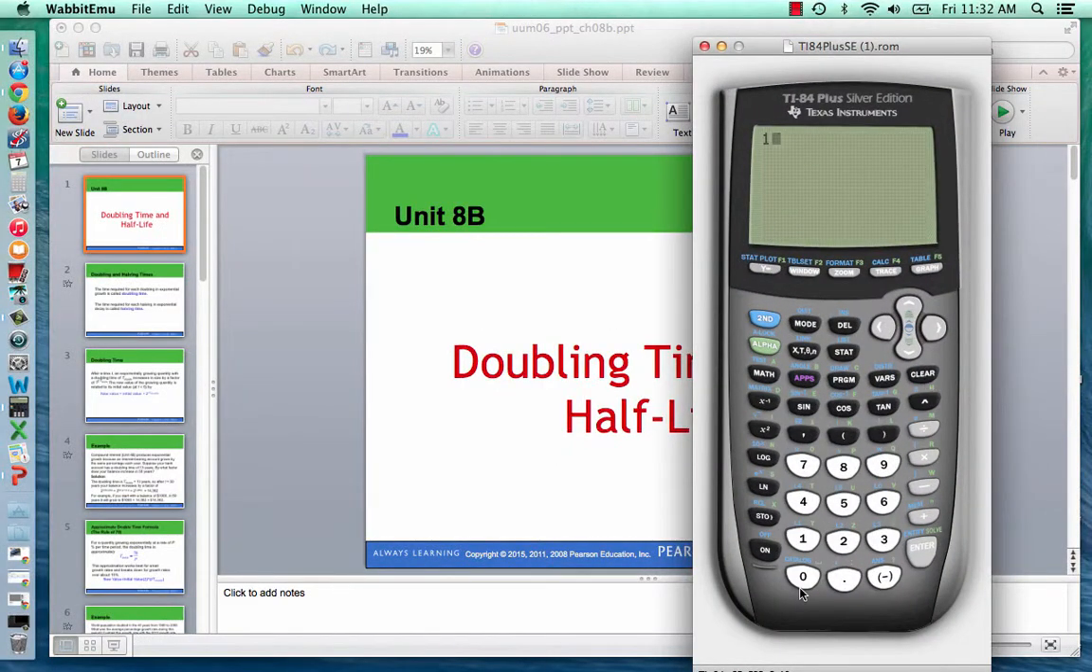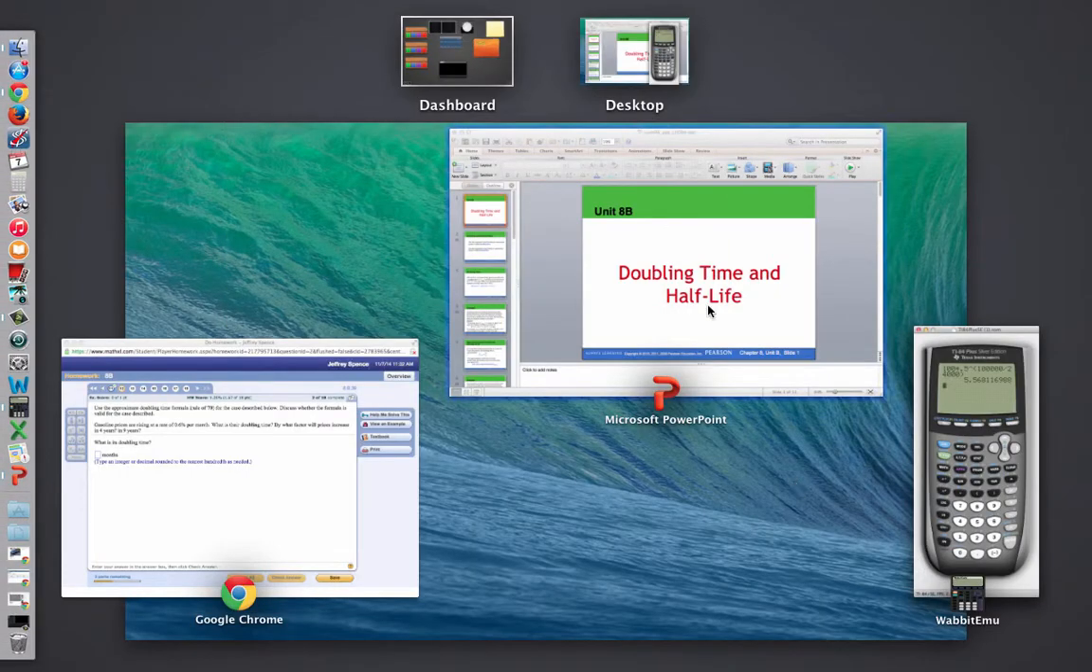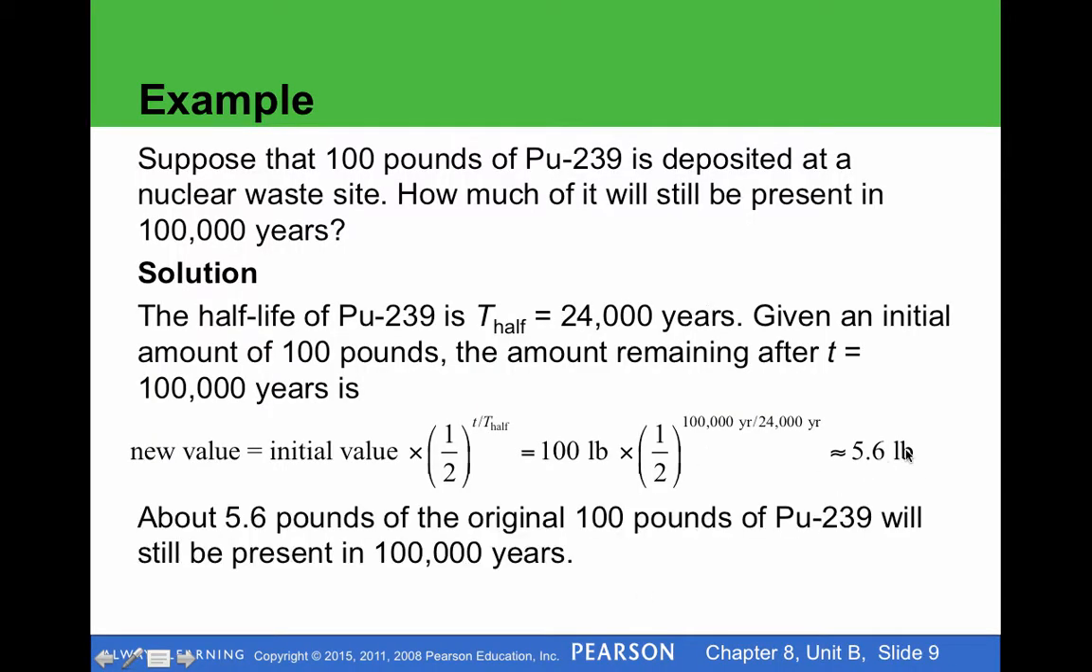We take 100 pounds, we take it times 1/2 or 0.5 to the 100,000 years divided by 24,000 years, which is the half-life. And we get about 5.6 pounds left. 5.6 pounds left. That's how they got that answer.